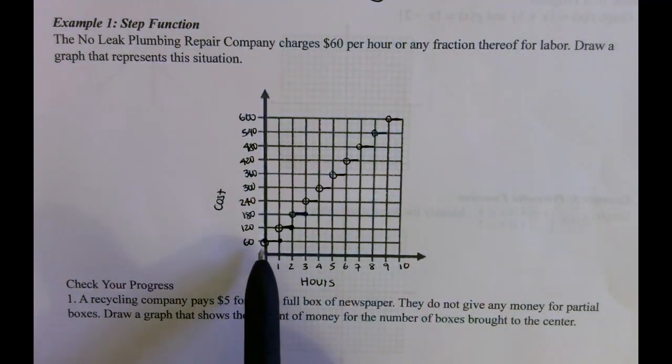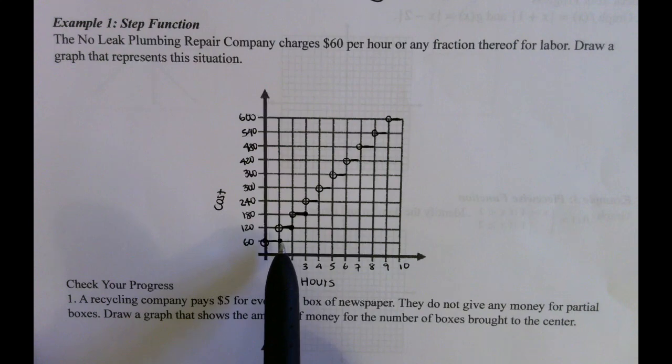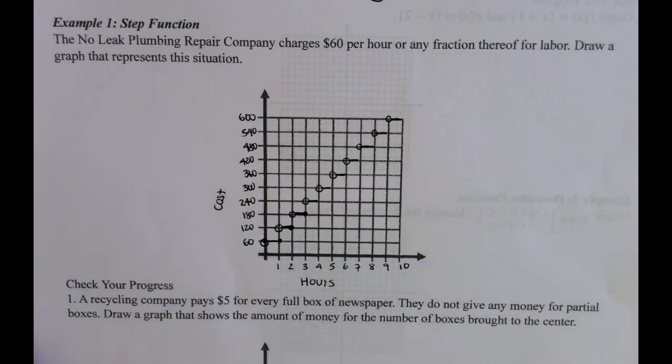So obviously if I didn't hire them at 0, they're not going to charge me $60. They didn't do anything, right? But anything past that 1 minute, 1 second mark, it's now $60 up until that first hour. Okay? At 1 hour, they're still charging me $60, but once it hits an hour and 1 second, 1 hour, 1 minute, then it's going to be $120. Okay, and so there you go.